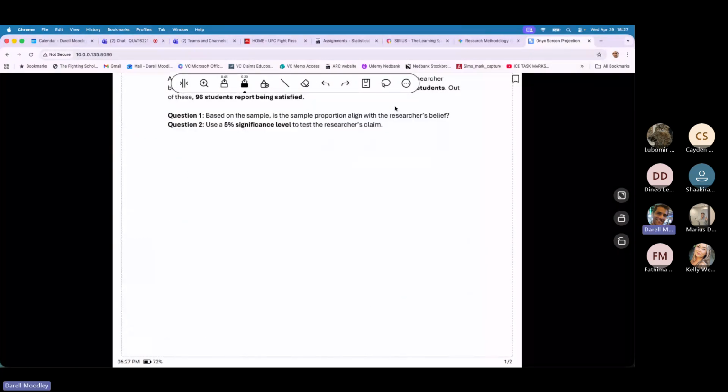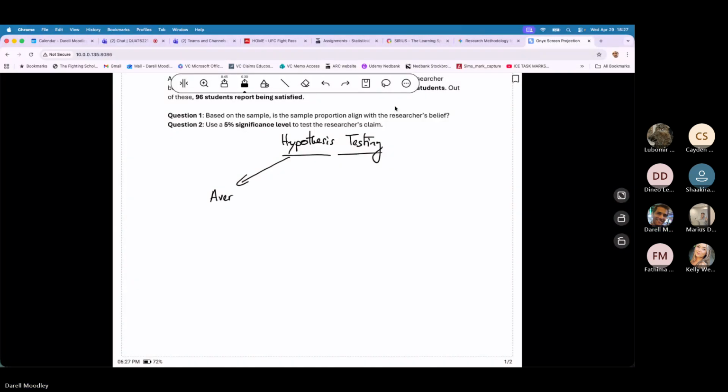All right. So hypothesis testing. Now, there's the test for averages, which we did last week. But today, we did it for proportions. Averages can be broken down into two further types of tests. You can either use the z-test or the t-test.